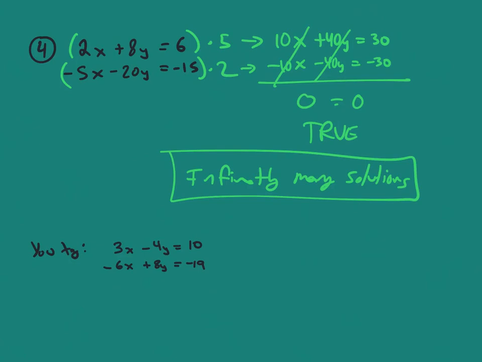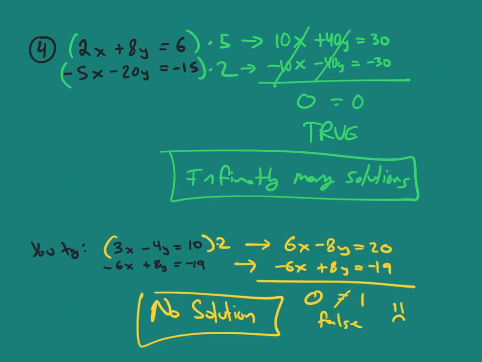All right, so take a guess at what you think the answer to this bottom one's going to be, but then pause it, try it out, see what you get. And there you go. This one is no solution. When you multiply, all you have to do is multiply the top by 2, and we get opposites everywhere for the x's and the y's. But on the right side, 20 plus negative 19 is 1. So we get 0 is not equal to 1. It's false. No solution.